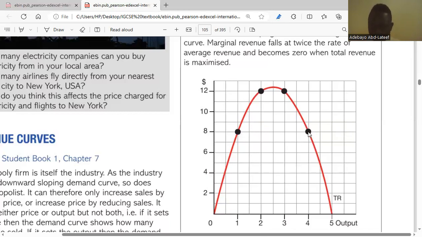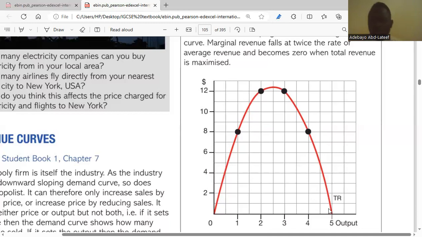So look at the graph here. So let's go down like that. As soon as it falls from 12 to 8, the marginal revenue has fallen from 12 to 4. From 12 to 8, the average revenue, sorry, the marginal revenue has fallen double. That means 8 divided by 2, which is 4. So what happens at the end of it all?